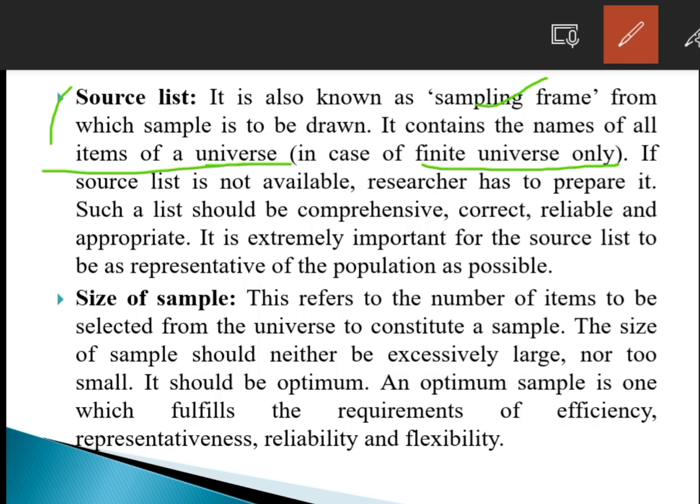Source list means, first of all, we have to be clear about the population, then about the sampling unit, then about the sampling frame, from where we have to take the sample. We have to make that list of the respondents from whom we collect the data, and that should be reliable. Now the next step is the size of the sample.